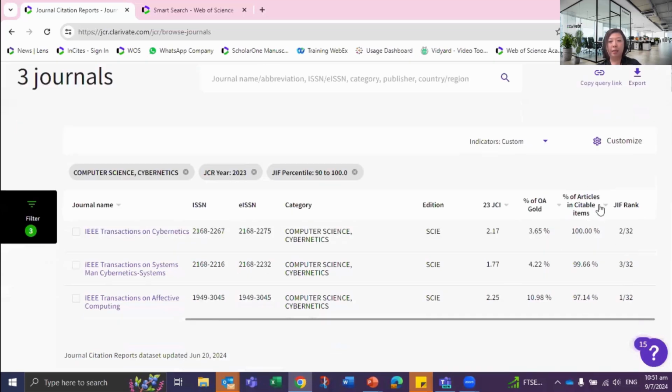The percentage of articles in citable items, this is what we talked about in the source data. So just to give you an idea, this journal, IEEE Transactions on Cybernetics, 100% original research article. So if you are writing a review, forget about sending your manuscript there. Okay. The proportion would change. So the lower the percentage, it means that they have fewer original research articles.